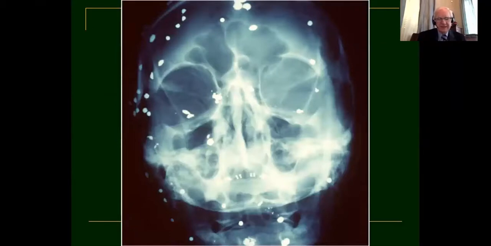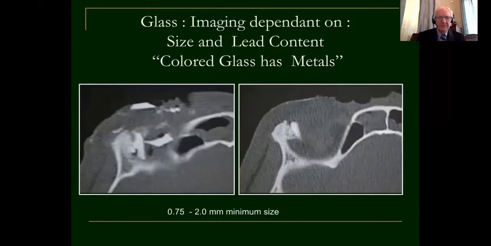Classic easy example is a shotgun blast from a hunter that got hit in the face. And what he has is multiple foreign bodies throughout, which you can see, and they're easy to see on a plain film. I mean, they're all over the place. You can localize them by a number of different techniques, but you know exactly where they are. Metallic foreign body. This is a little bit different.